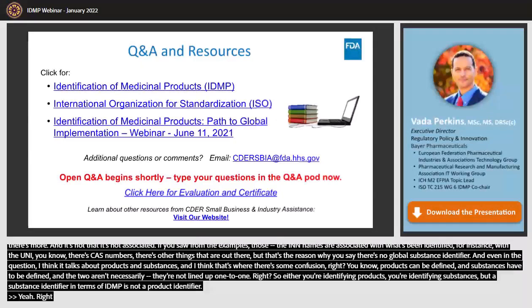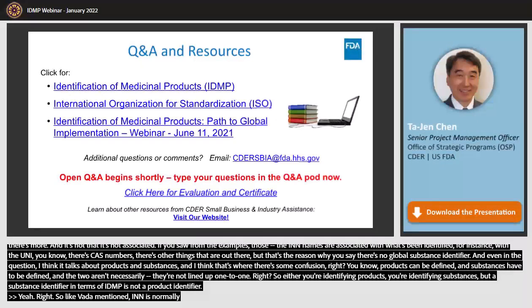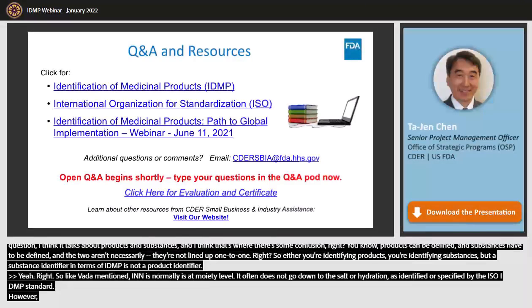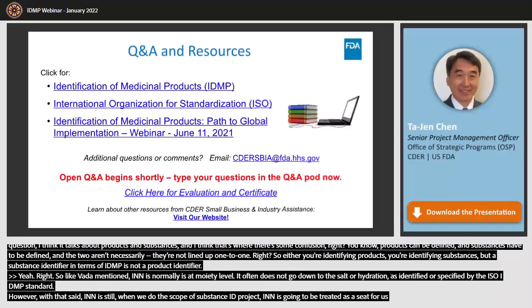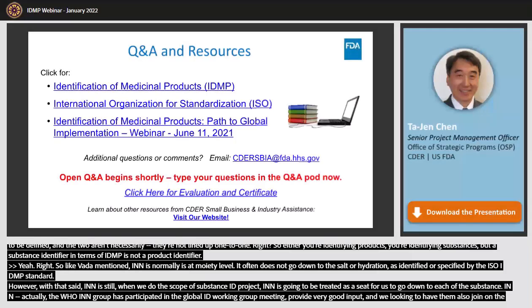Yeah, right. So, like Veda mentioned, INN is normally at the moiety level. It often does not go down to the salt or hydration as identified or specified by the ISO IDMP standard. However, with that said, when we do this global substance ID project, INN is going to be treated as a seed for us to go down to each of the substances. The WHO INN group has participated in the Global ID Working Group meeting and provided very good input, and we're looking to have them also join the Global Substance ID project. Thank you.